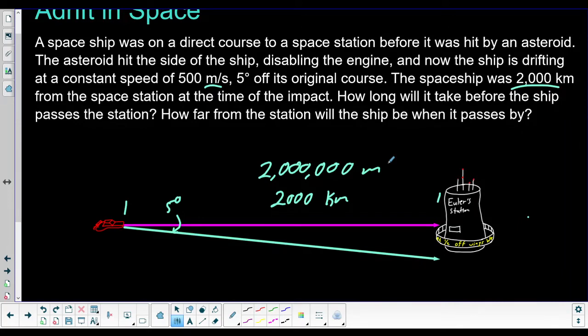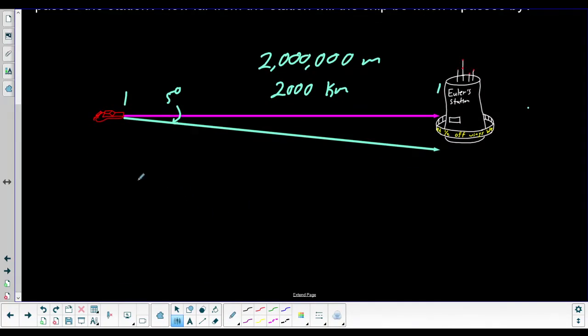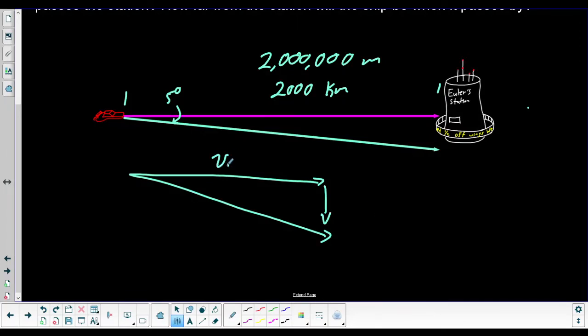Okay, not too bad. Also, it says we're going at 500 meters per second, but that's at an angle of 5 degrees. So our velocity is going this direction, and I'm going to exaggerate these angles a little bit. This has an x and a y component to the velocity. Here's velocity in the x, here's velocity in the y, here's velocity.